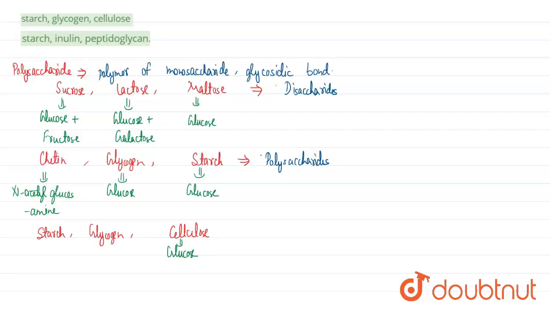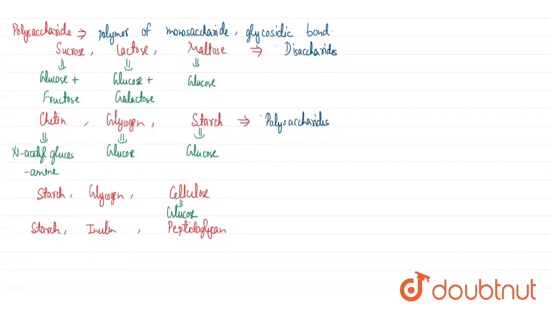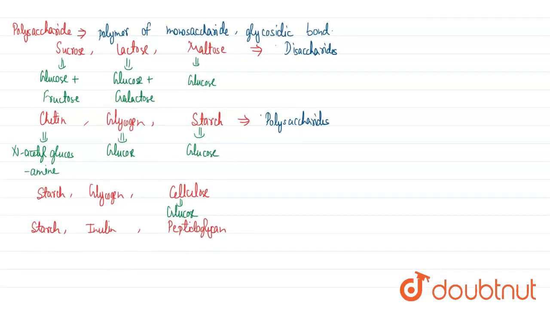And our fourth option is starch, then inulin, and then peptidoglycan. Peptidoglycan is present in the cell wall of the bacteria. Starch is made up of glucose. While our second one, inulin, is the polymer of fructose. It has several units of fructose in its structure.